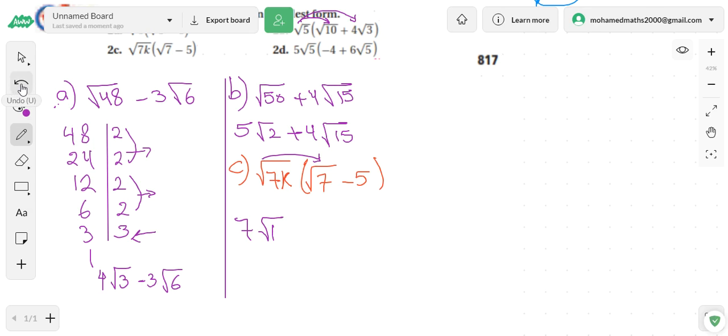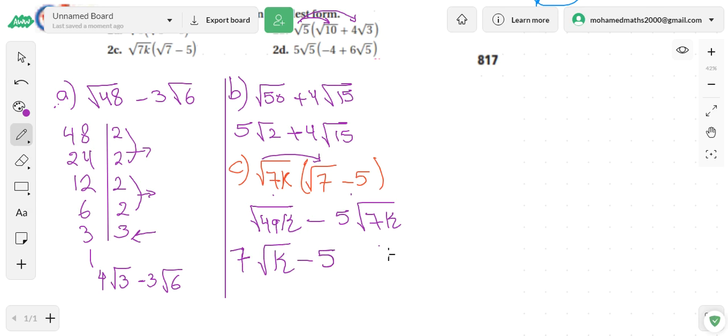Let me do it in 2 steps. Maybe it's easier. Radical 7k times radical 7, it's radical 49k minus 5 times radical 7k. We cannot multiply 7 with 5 because 7 is under the radical. So radical 49, it's 7 radical k minus 5 times 7 radical k. They are unlike terms, also we cannot add or subtract them.